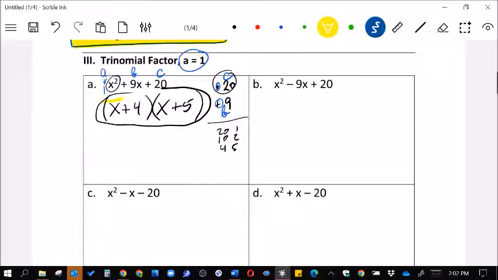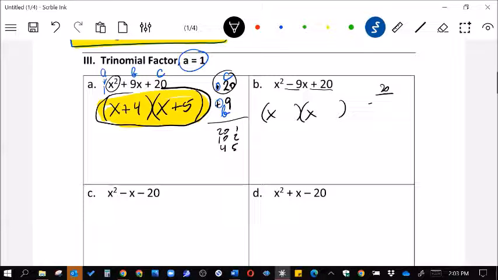Now, let's go over to B here. And we have the same numbers, except now the 9 is negative. But we're going to do the same setup. We're going to have x's here, and we're going to have 20. But what we have to do is to get the positive 20 using, adding to a negative 9.